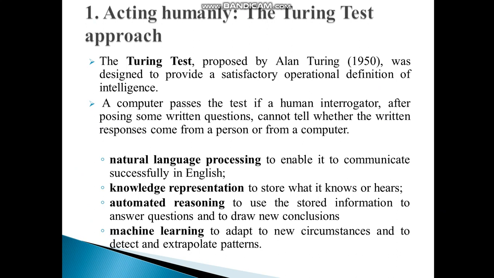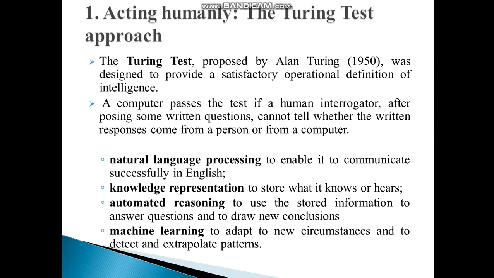The Turing test, proposed by Alan Turing in 1950, was designed to provide a satisfactory operational definition of intelligence. A computer passes the test if the human interrogator, after posing some written questions, cannot tell whether the written responses come from a person or from the computer.